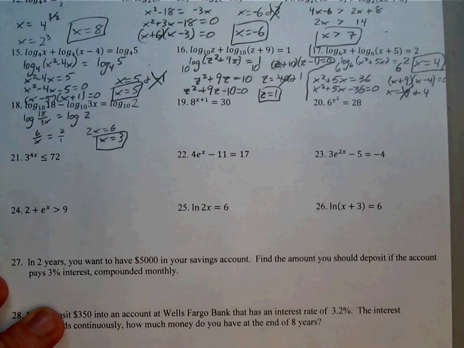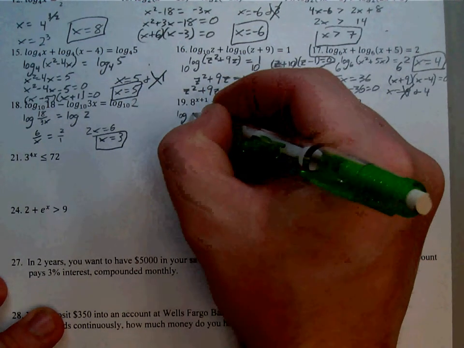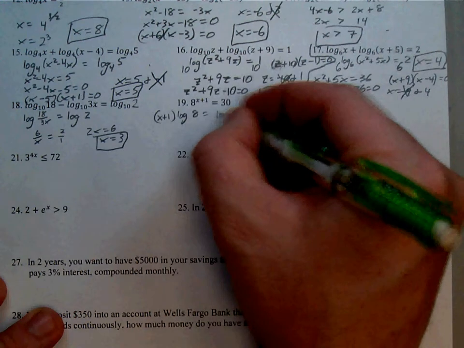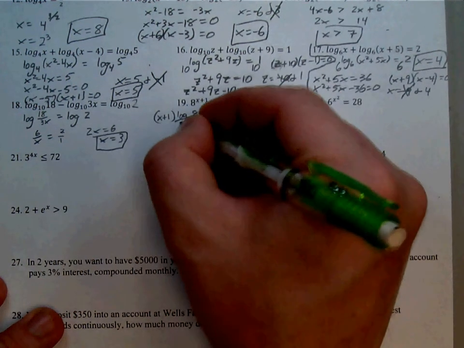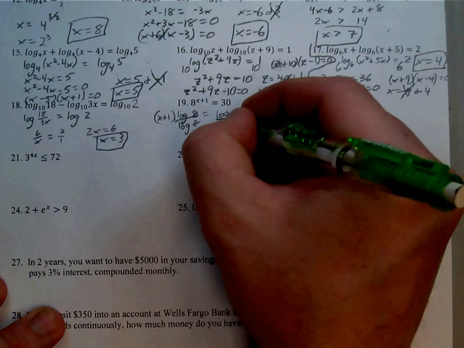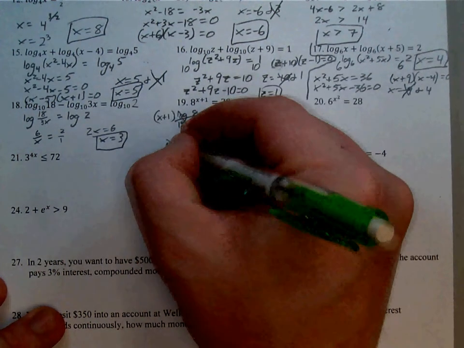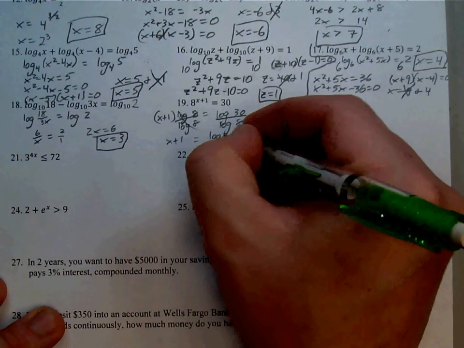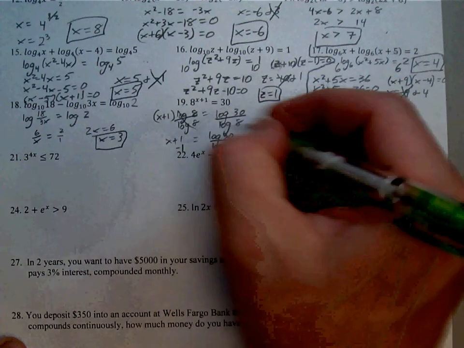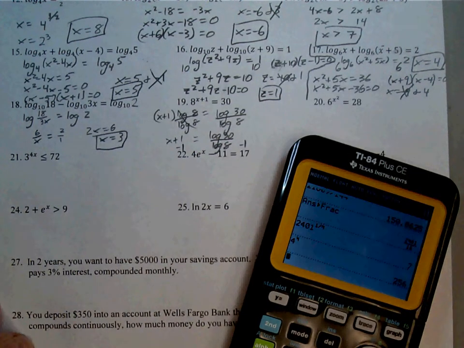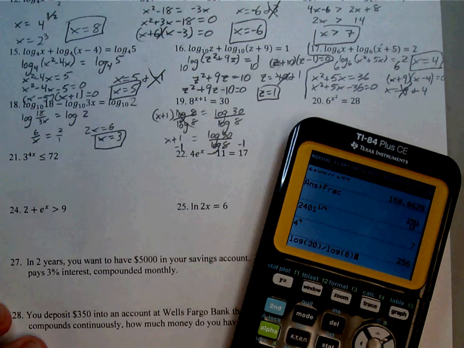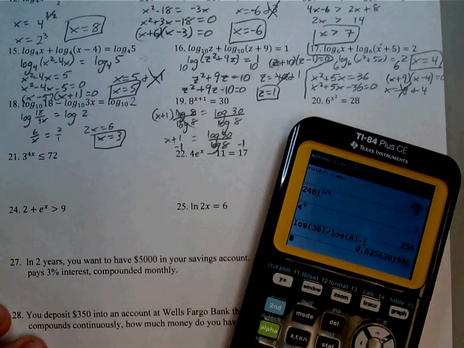It looks like number 19, we're going to log both sides, so I'm going to write log in front of the left side. And when I do that, the x plus 1 comes out front. Can divide by log of 8. Actually, let's see. And subtract the 1. So we're going to try log of 30 divided by log of 8. And then we'll subtract 1 from that. You get an answer of 0.6356.